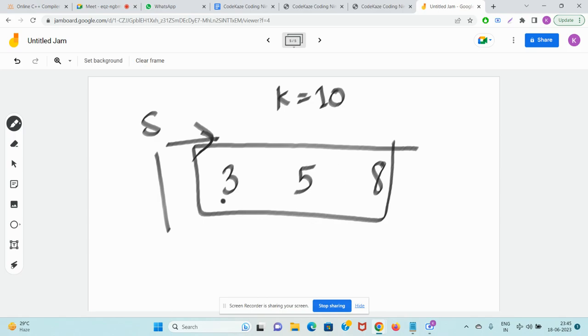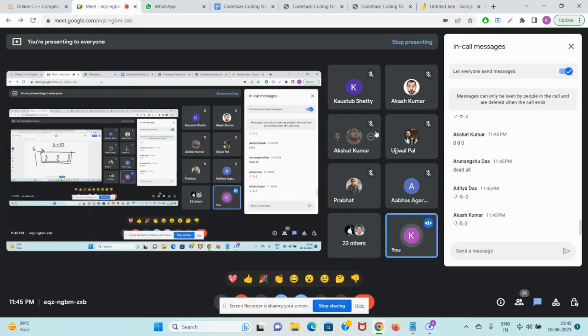Tell me, guys. These are the monsters 3, 5, 8, these are their strengths. I'm hitting an arrow from here. The strength of the arrow is 10. What will be the final strength of the monsters? Everyone write in the chat. Manik, you also.